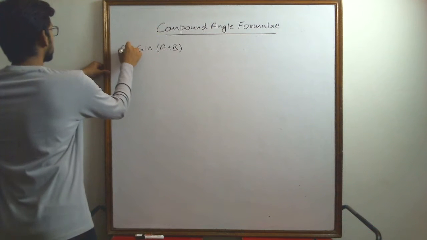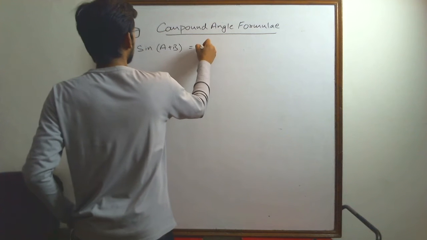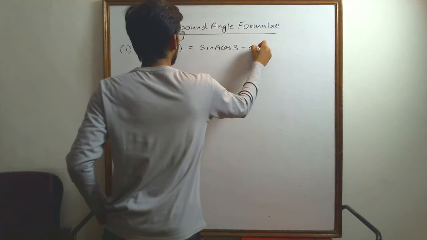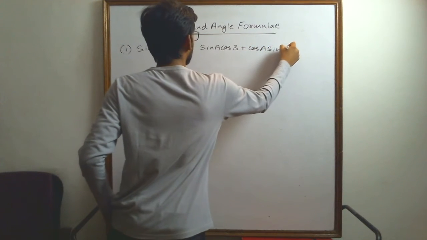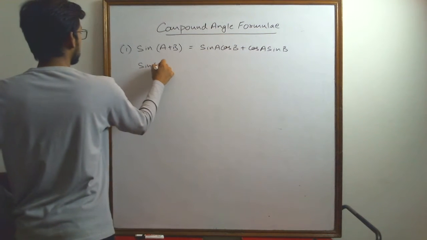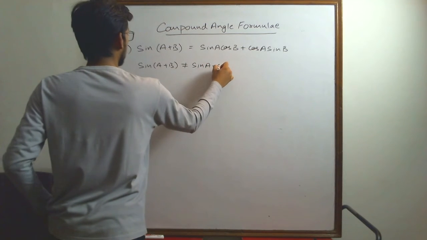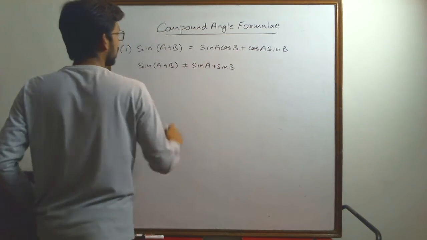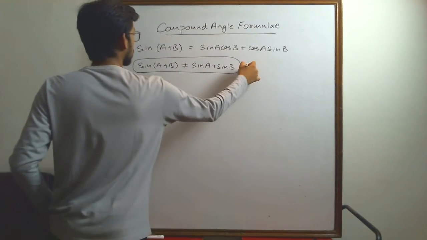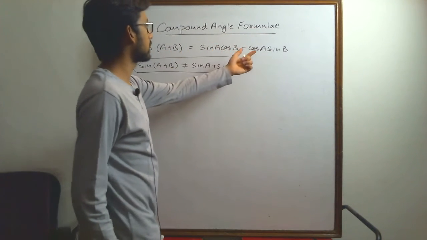So first, sine A plus B. Let's write the formula of this first. This is equal to sine A cos B plus cos A sine B. Now you should be careful that this sine A plus B is not equal to sine A plus sine B, which is evident from the formula above. So this is totally wrong. So let's derive sine A plus B, that is equal to sine A cos B plus cos A sine B.